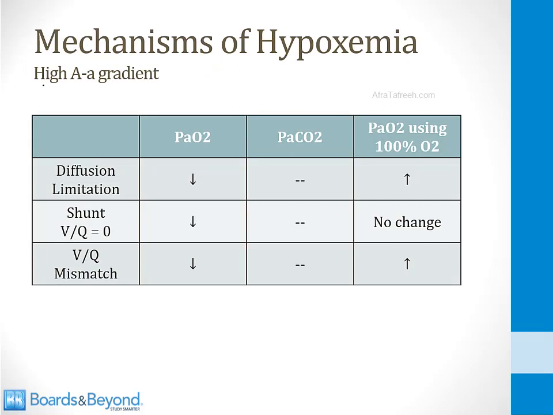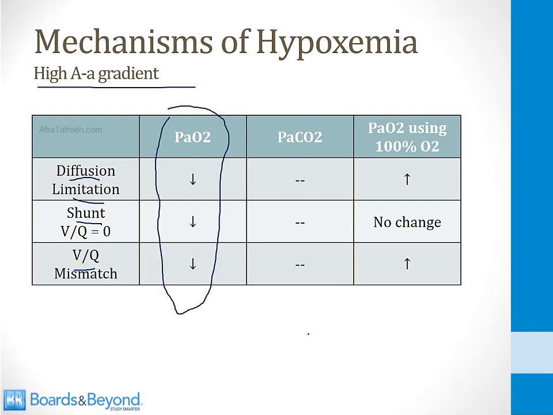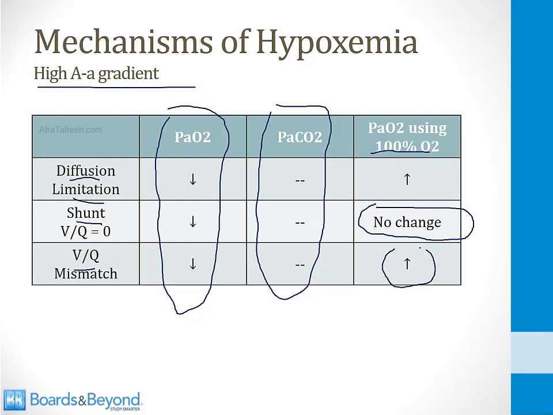Here's a table summarizing the mechanisms of hypoxemia associated with a high AA gradient. There are 3 of these: diffusion limitation, shunt, and VQ mismatch. All 3 conditions are associated with a low P-little-a-O2, meaning they are all associated with hypoxemia. In all 3 conditions, PaCO2 usually does not rise. The main distinguishing feature is what happens when you apply 100% oxygen. If you apply 100% oxygen and it results in no change in the arterial oxygen content, then you have a shunt. If you apply 100% oxygen to a patient with VQ mismatch, the oxygen saturation will go up. Oxygen helps patients with VQ mismatch. And finally, oxygen also helps patients with diffusion limitation.